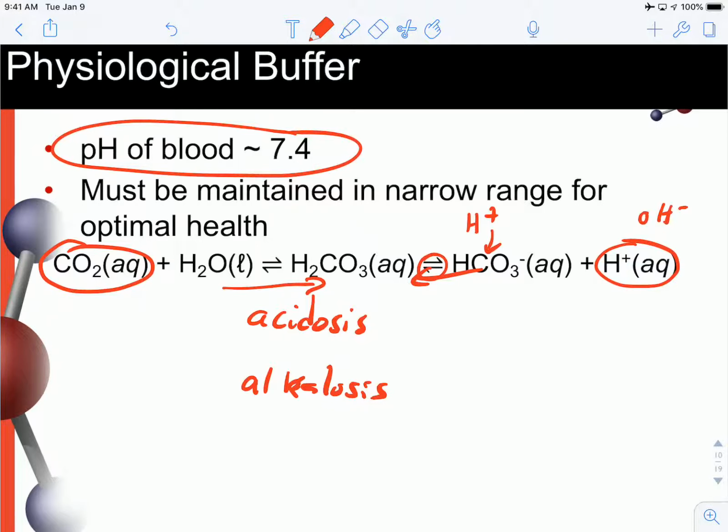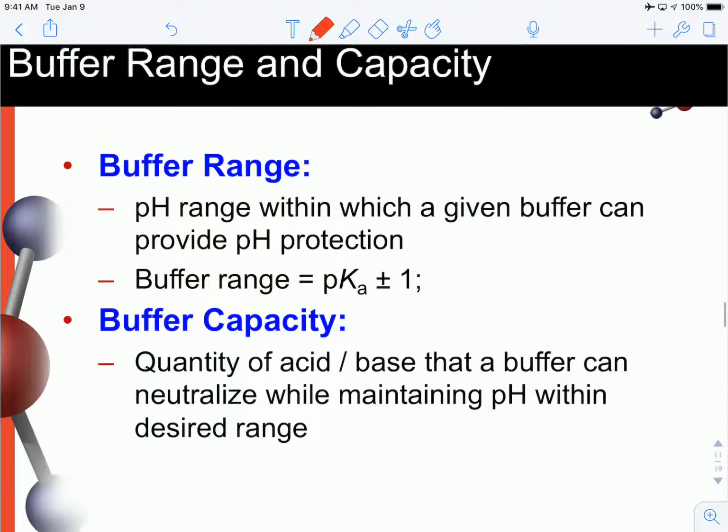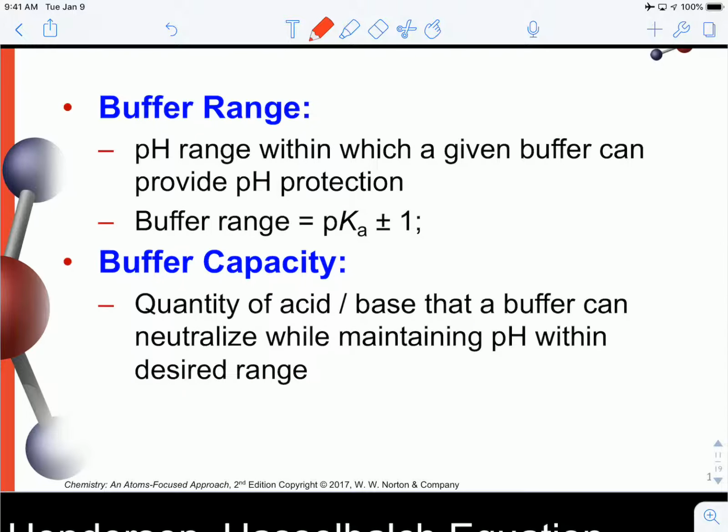Now, the range in which it can buffer is important. And that's what makes a buffer particularly useful. It's going to buffer within a certain range where it provides pH protection, if you will. And it's basically going to be plus or minus 1 for the pKa. I'm not sure we've defined pKa, but remember P always just means the negative log. So this is just the negative log of the Ka of your acid. That's all pKa is.